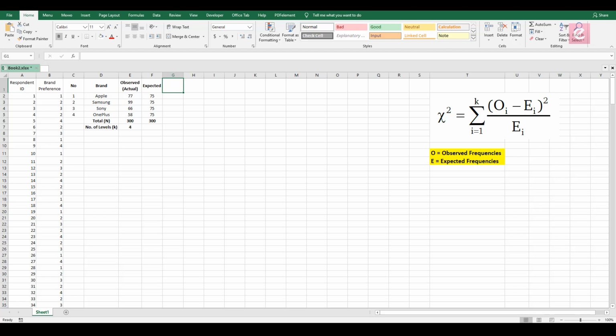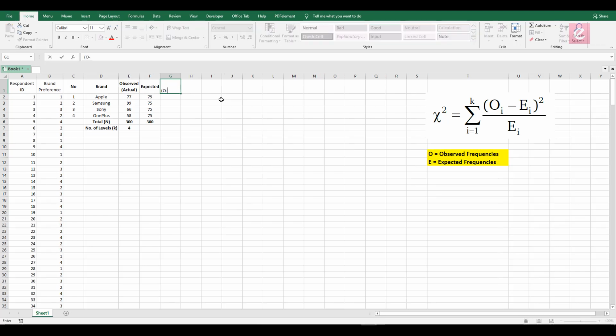Now, observed are there, expected are there. Now we need to find the difference between observed and expected. That is O minus E. The next column is O minus E, equal to 77 minus 75. That is 2. Then drag it down. You can see the difference. There might be some negative values. No problem. Now, the next column is to square it.